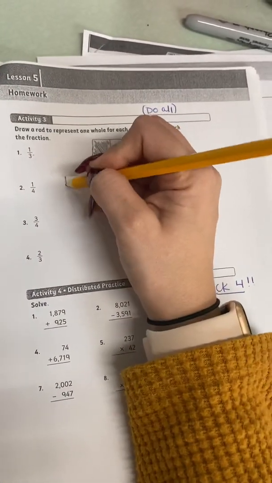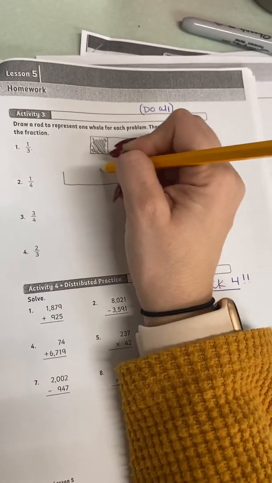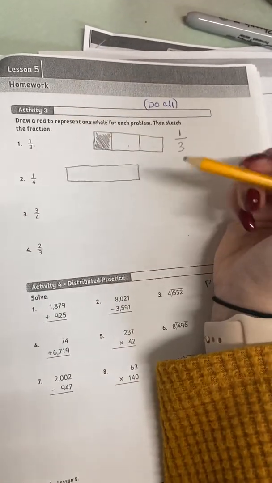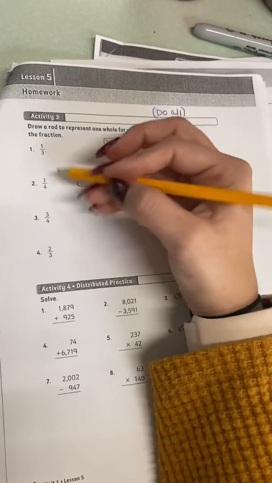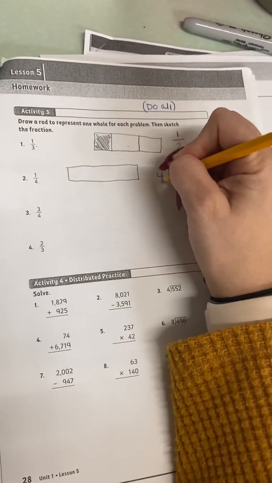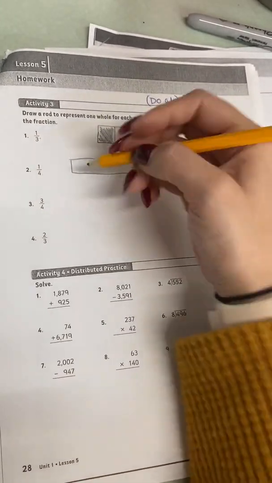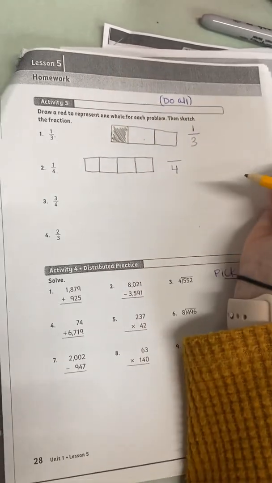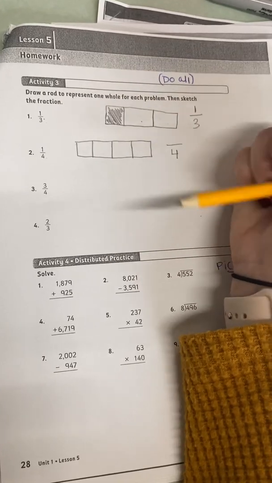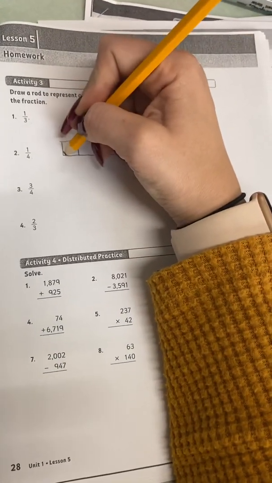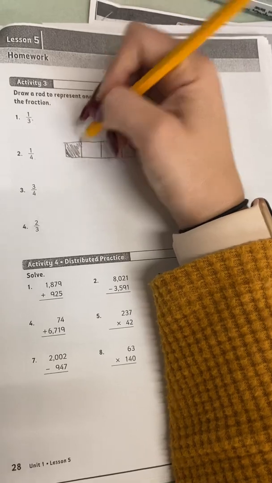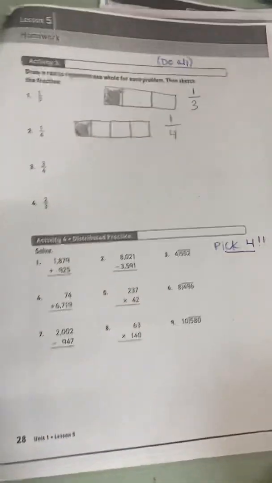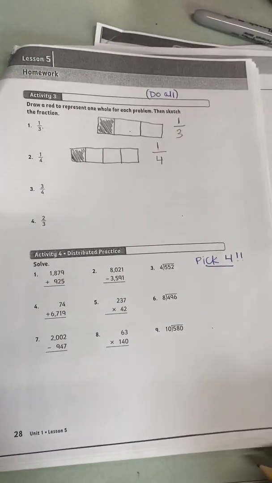So for the next one, I'm going to draw another whole rectangle. And we're looking for 1 over 4 or 1/4. So I know with the 4, our denominator, we need 4 pieces of the whole. So we have 1, 2, 3, 4. Our numerator is the 1, so I'm going to shade 1 part of our rectangle to give us 1 over 4. That's how you do activity 3.